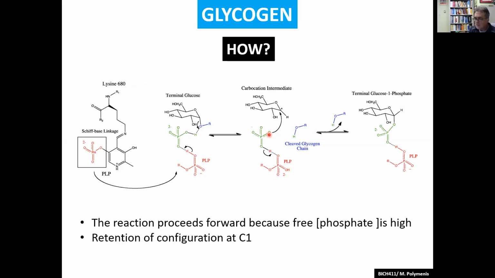Why does this reaction even proceed? Because there is a ton of free phosphate in the cell, and so mass action pushes it from left to right. And you also retain the configuration at carbon 1, and we have seen how important that is.